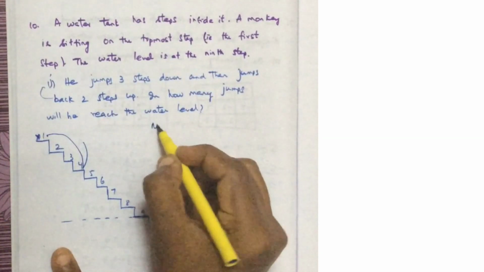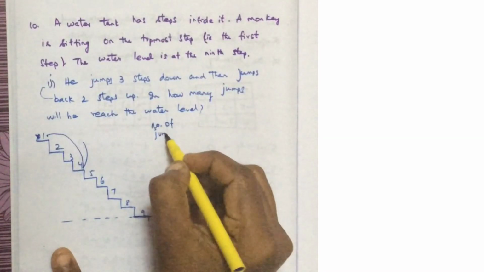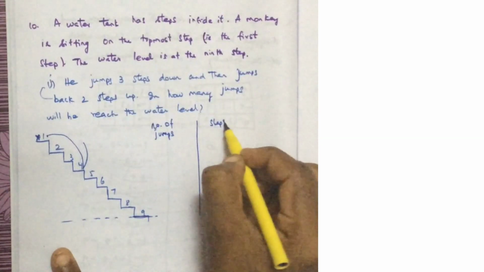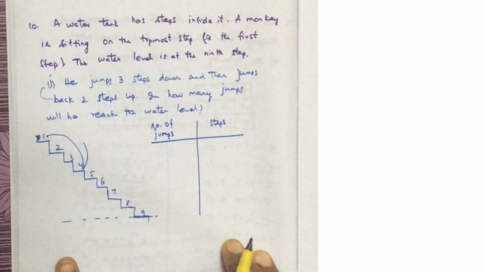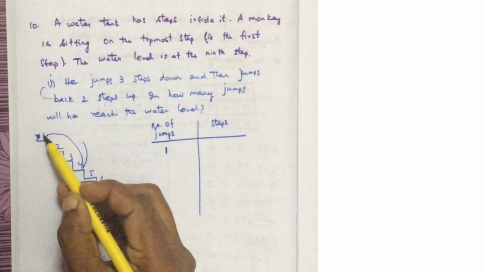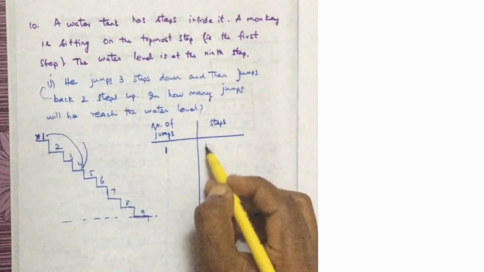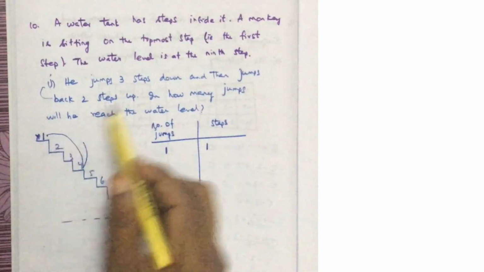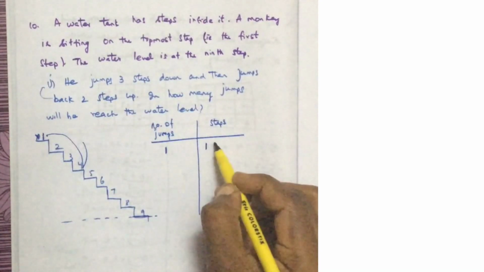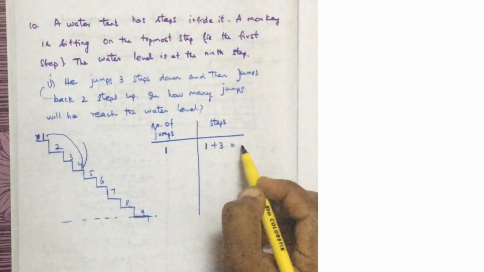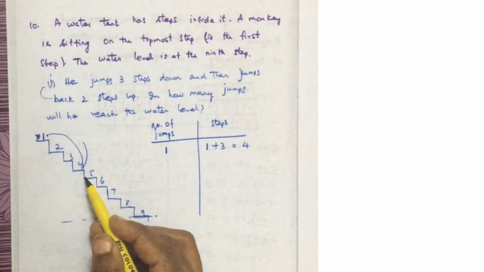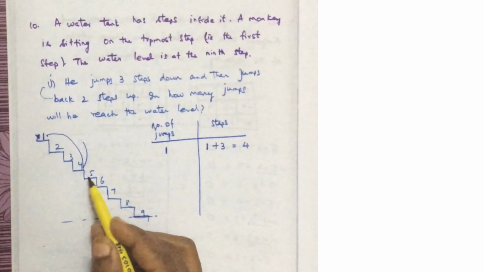We will solve the number of jumps, and then here you will do steps. So this is the first jump. He is in step number 1. He jumps 3 steps down, so plus 3, and now he is in the 4th step. After the first jump, the monkey is in the 4th step.